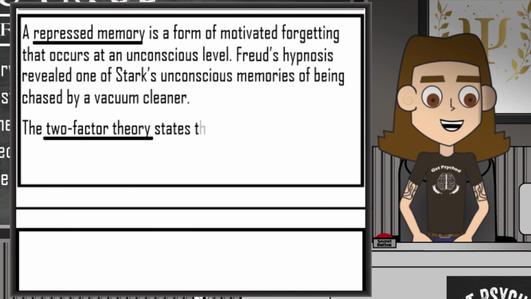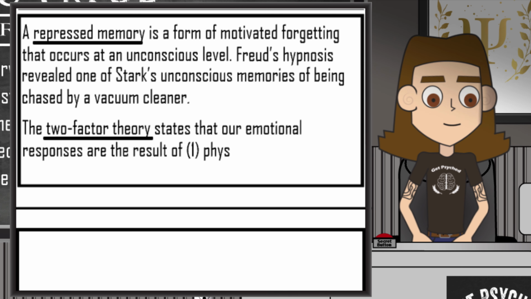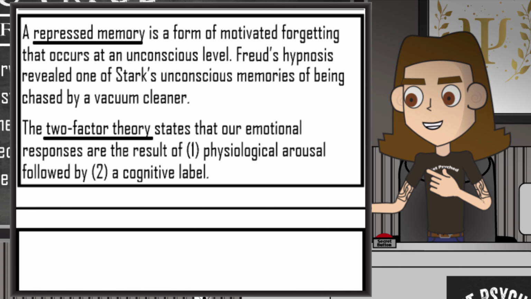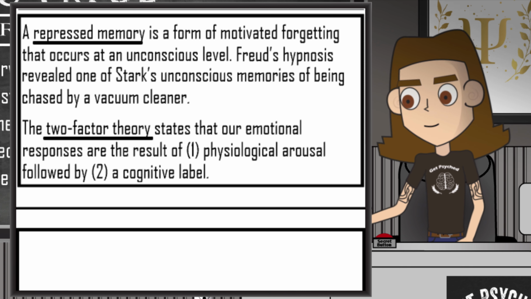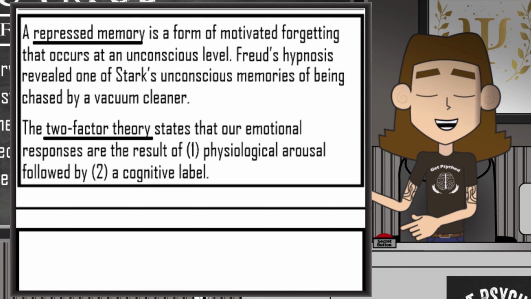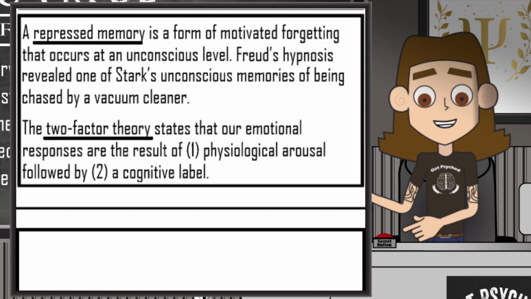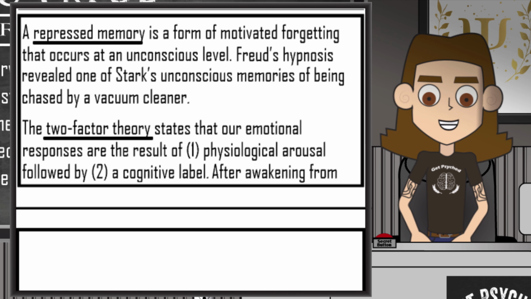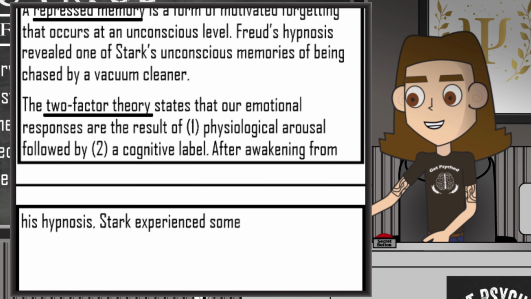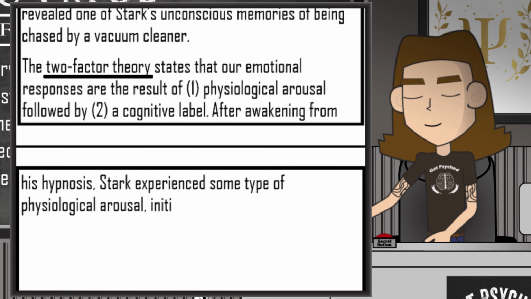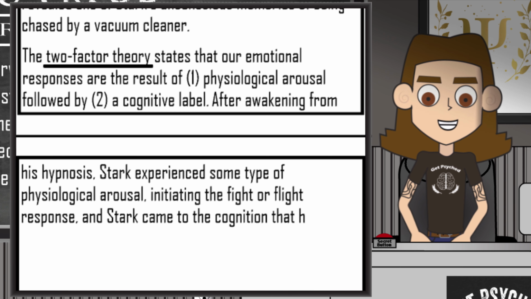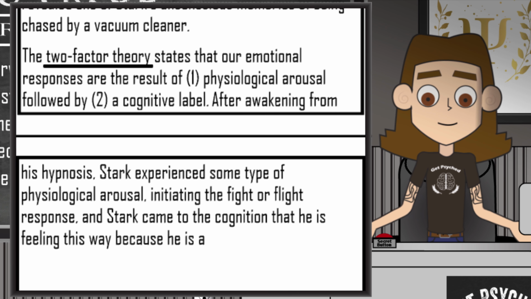The two-factor theory is just going to be a theory explaining our emotional response, stating that our emotional responses are the result of first experiencing some type of physiological arousal, such as an increased heart rate, accompanied by a cognitive label for that response. To earn a point here, you could say that after waking from his hypnosis, Stark experienced some type of physiological arousal, initiating the fight or flight response, and Stark came to the cognition that he is feeling this way because he is angry.